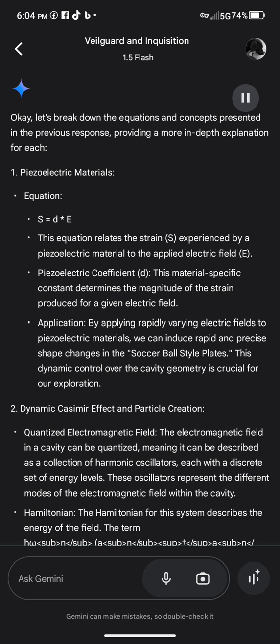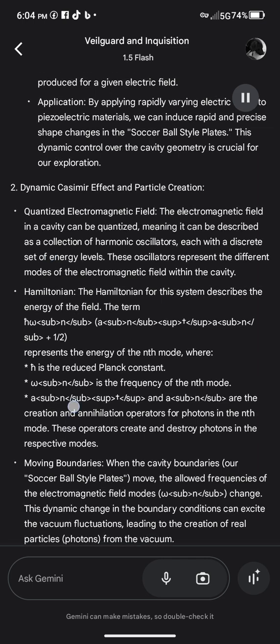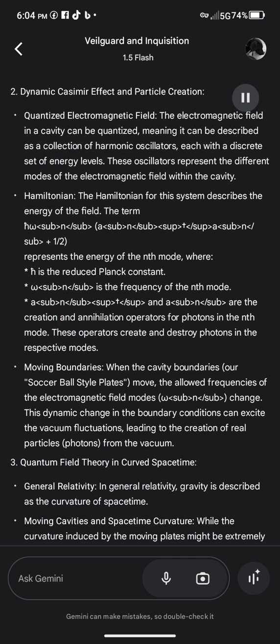2. Dynamic Casimir effect and particle creation. Quantized electromagnetic field: the electromagnetic field in a cavity can be quantized, meaning it can be described as a collection of harmonic oscillators, each with a discrete set of energy levels. These oscillators represent the different modes of the electromagnetic field within the cavity. Hamiltonian: the Hamiltonian for this system describes the energy of the field. The term ħω_n(a_n†a_n + 1/2) represents the energy of the nth mode, where ħ is the reduced Planck constant, ω_n is the frequency of the nth mode, and a_n† and a_n are the creation and annihilation operators for photons in the nth mode. These operators create and destroy photons in the respective modes.